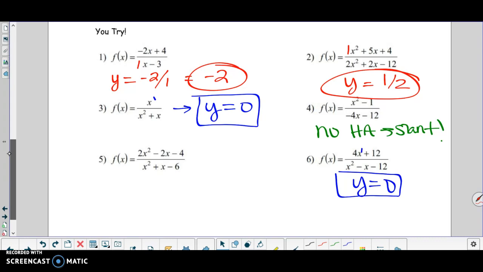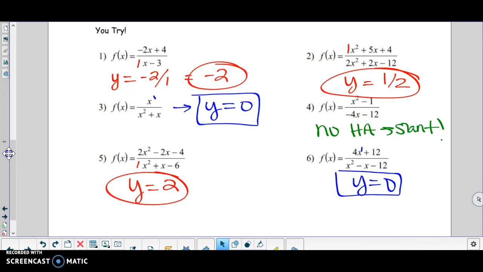What do we get? Who's confident? Travis, what you got? Not 2 over 2. It's 2 over 1. So what would it be though? Y equals 2. So remember, this is a line. Okay?